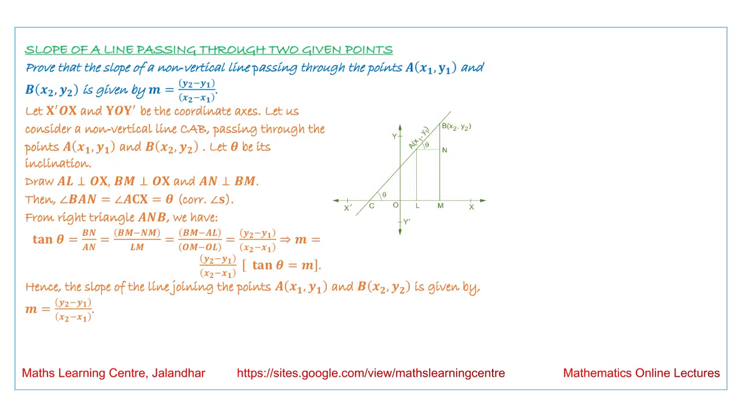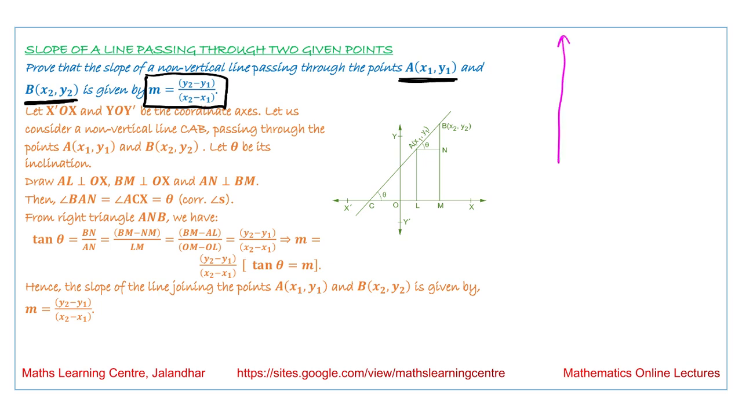Next is the slope of a line passing through two given points. So if two points are given to us, one point is A, it is x1, y1, and the second point is B, it is x2, y2. Then the slope of the line passing through these 2 points is given by m is equal to y2 minus y1 over x2 minus x1. So we start the proof of this result.